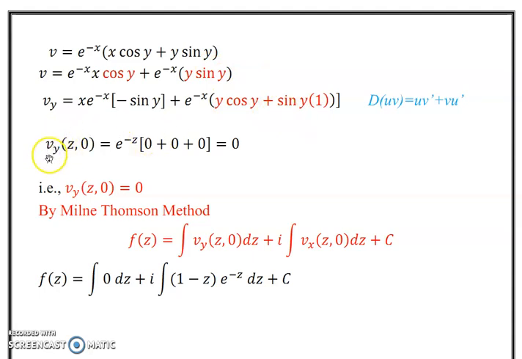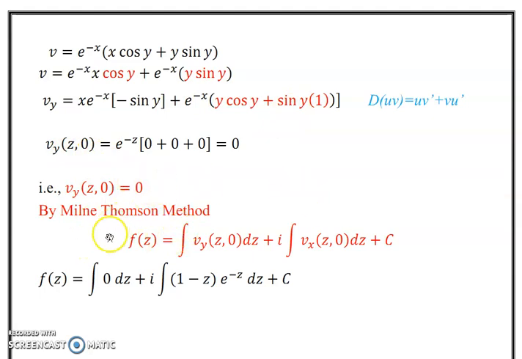Then we find Vy of z comma 0. Now you substitute x equal to z and y equal to 0 in the above equation. We get e power minus z of 0 plus 0 plus 0, because here sin y is 0, here cos y is 0, here sin y is 0. So Vy of z comma 0 is 0.